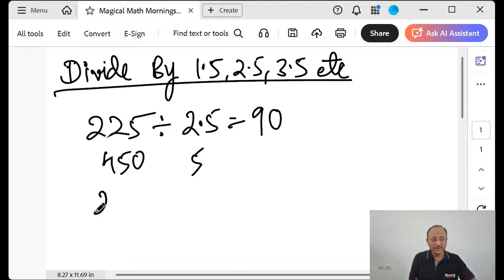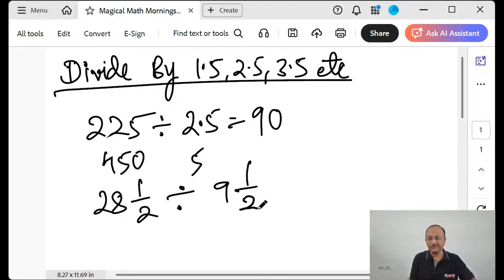Let's do this. 28 and a half divided by 9 and a half. Both are having decimals 0.5, 0.5 or fractions. 28 and a half divided by 9 and a half.